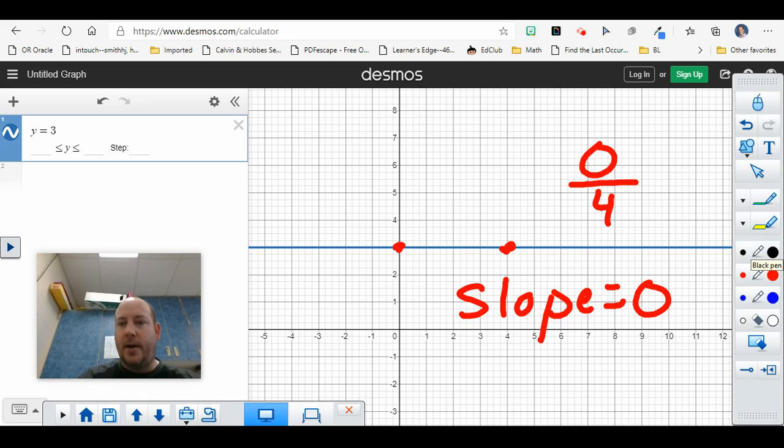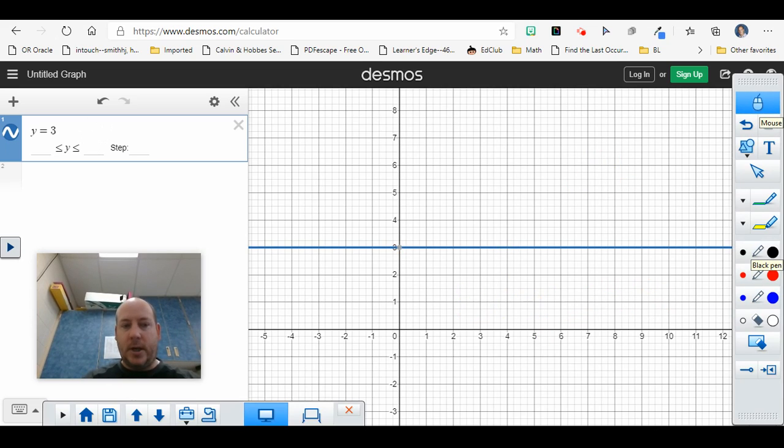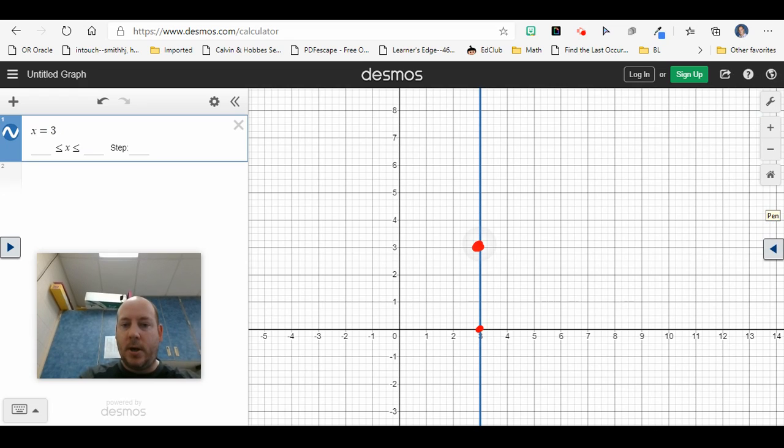Now, if I have just an x value, let's say it said x equals 3, that creates that vertical line. So I've got a point there and a point there, right? If I want to do that, I'd have a rise of 3, a run of 0. Now in math, we don't like zeros in the denominator. If you did 3 divided by 0 on a calculator, you'd get an error message.